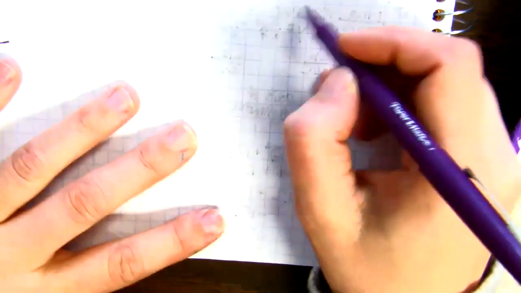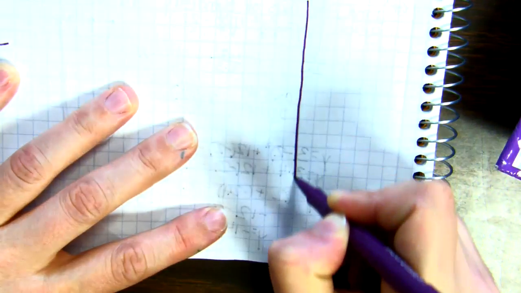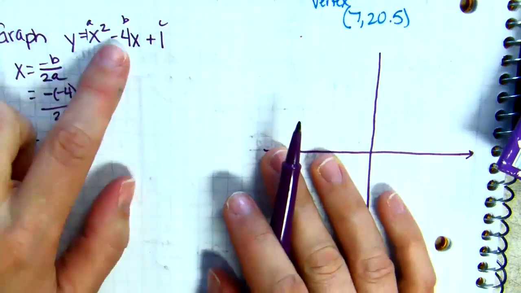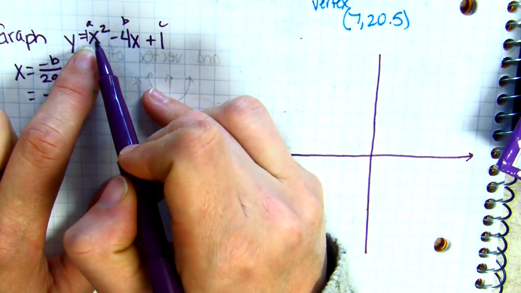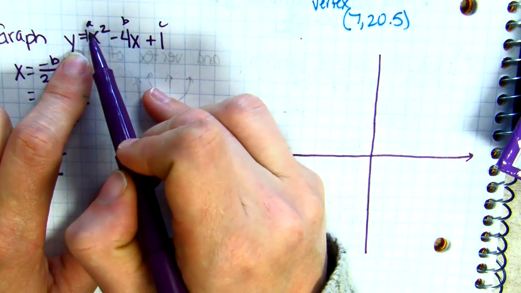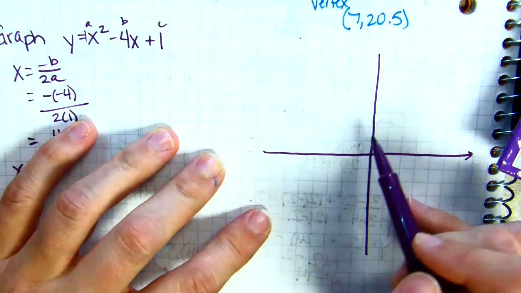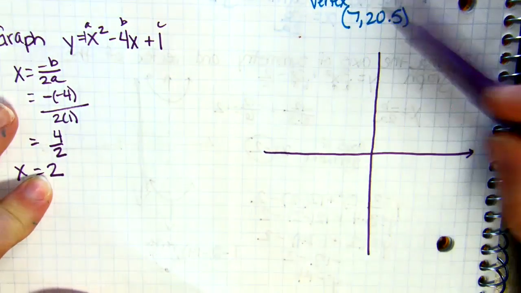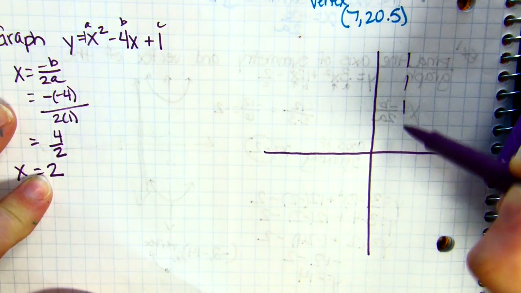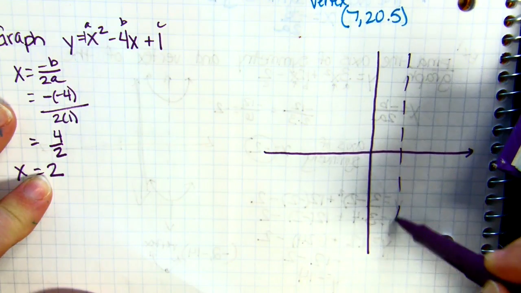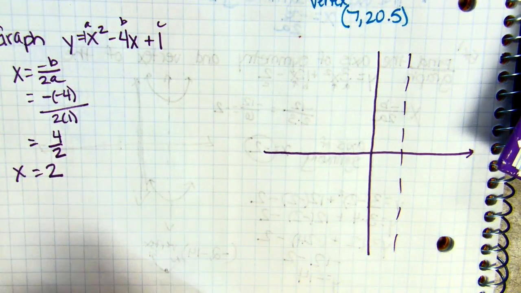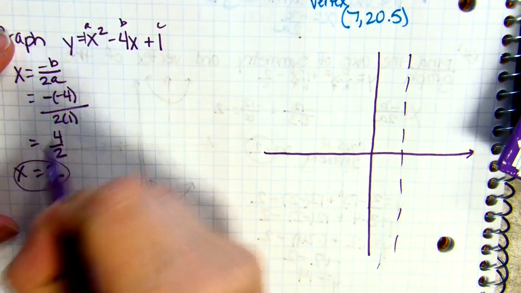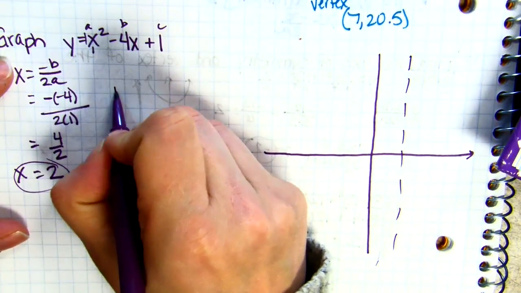So if I make my x and y coordinate plane, I look back at my original function, my graph is going to open up because a is 1, so it's positive. And my axis of symmetry is x equals 2. So this line right here is my axis of symmetry. I also know my vertex is somewhere on that line, I just don't know where. So I'm going to take this and substitute it in.